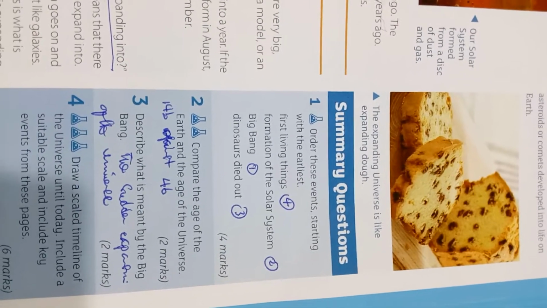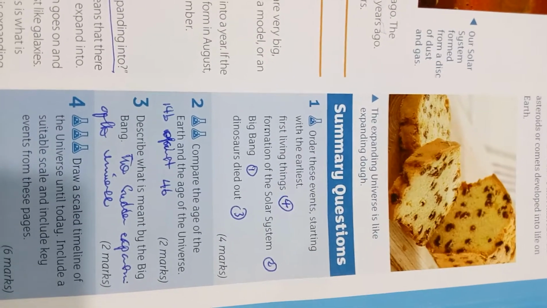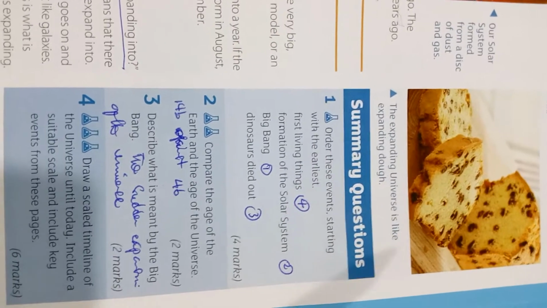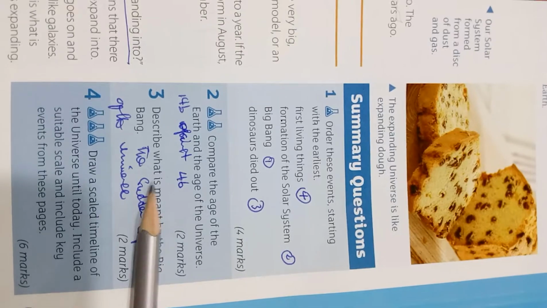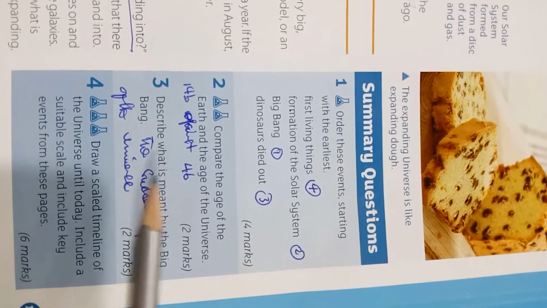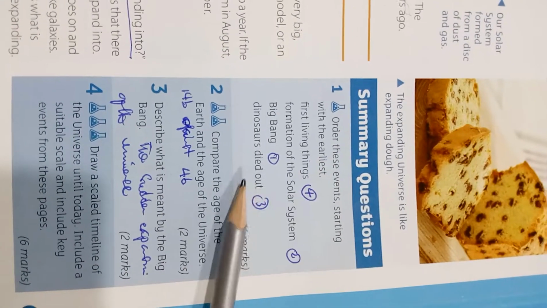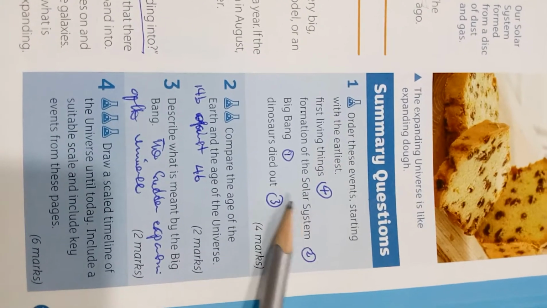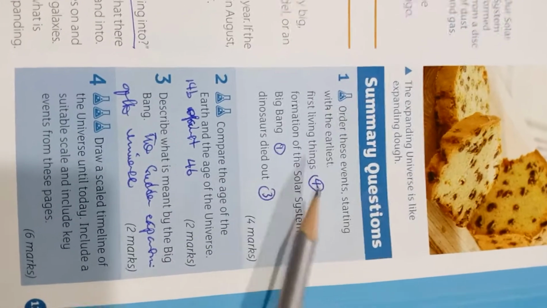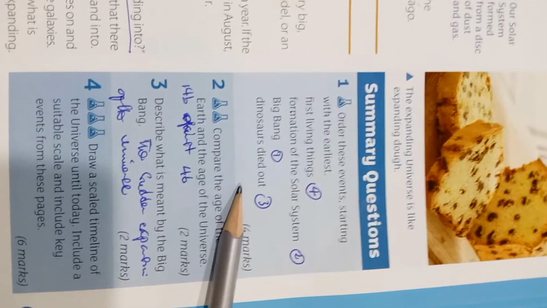Before we continue, let's look at the summary questions. And of course, you can see the summary questions are very easy, and I believe you might have done it, okay? Good. As you can see, it's very easy. You can arrange them in that order: Big Bang, then the formation of the solar system, the dinosaurs, of course, before the living things.